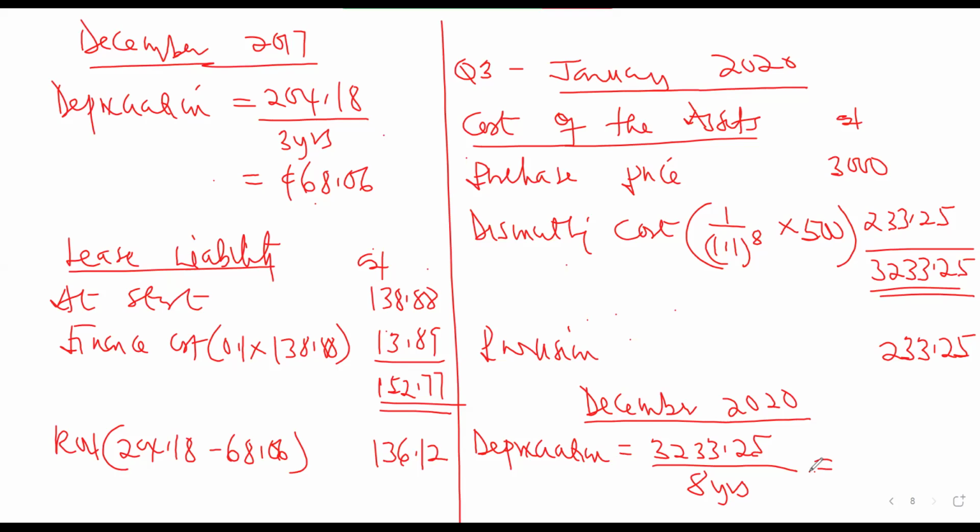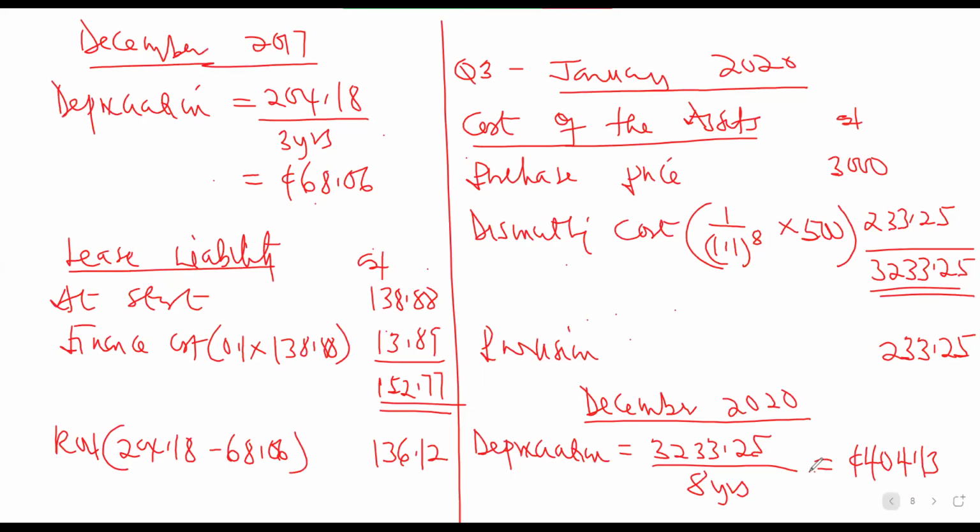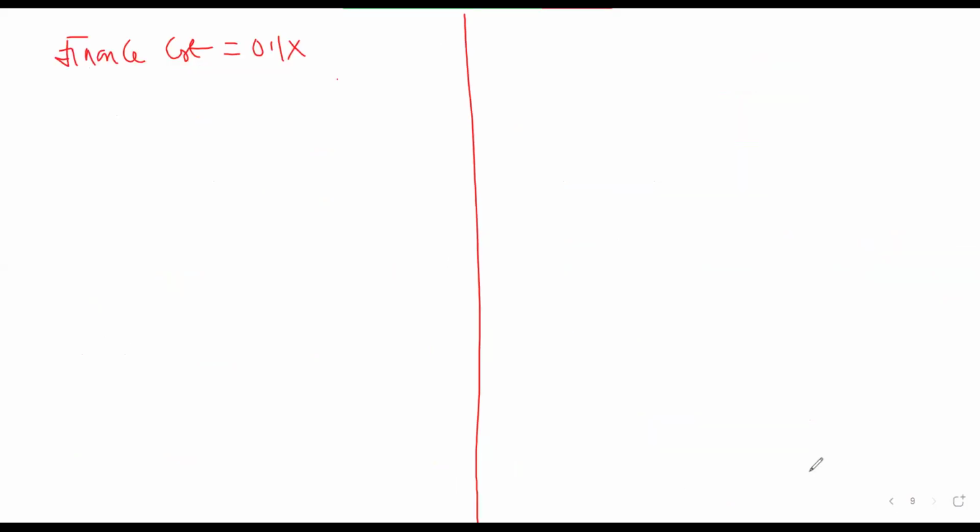How much are we getting? 404.13. So we have to unwind the discounts. So we come to finance cost on the discounts. That will be 0.1 multiplied by the present value. This one is just like compounding. Every year we increase it so that we can have the 500 million at the end of the 8 years.